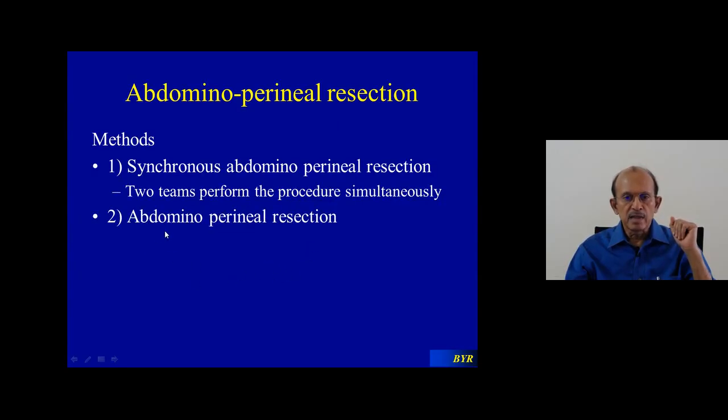Then the other procedure, the abdominoperineal resection, where only one surgeon first performs the abdominal procedure, that is rectal dissection and fashioning of the colostomy. Then he comes to the perineum and does the perineal dissection and removes the total specimen out. This is called the abdominoperineal resection.